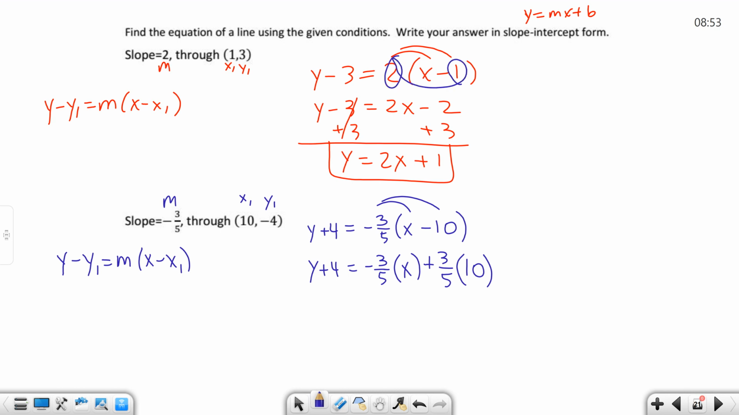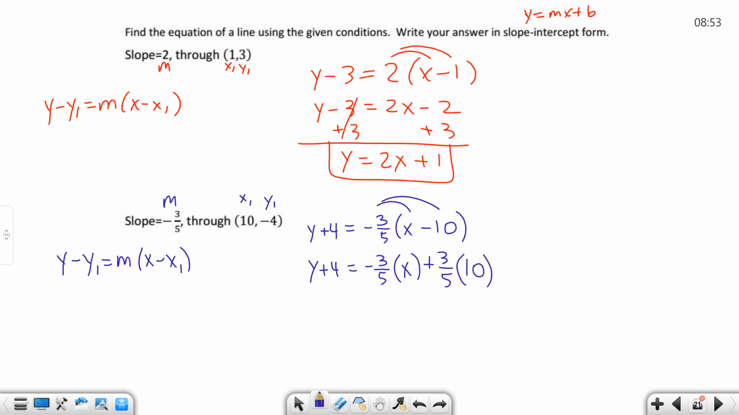Here, I just said, 2 times 1 is 2. But here, 3/5 times 10 is not so simple. I mean, you might say, well, yeah, it is, Mr. Guest. I know that one is. But sometimes they're not as simple as this one. So I like to show the distribution anytime a fraction is involved to lessen my chances of a careless mistake.